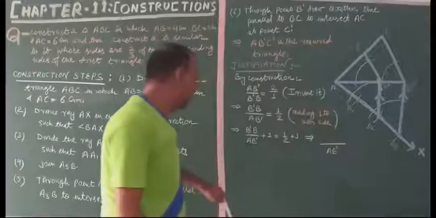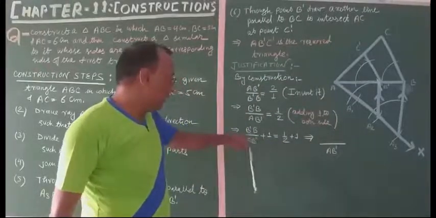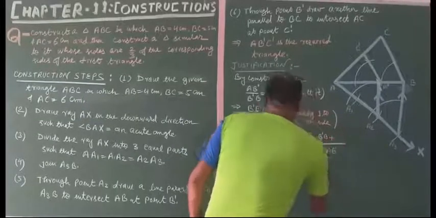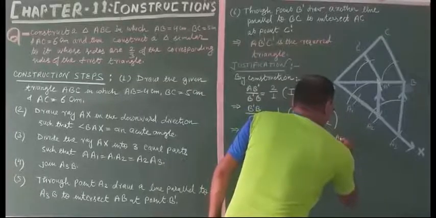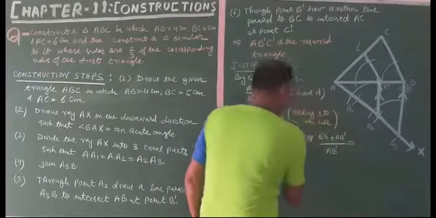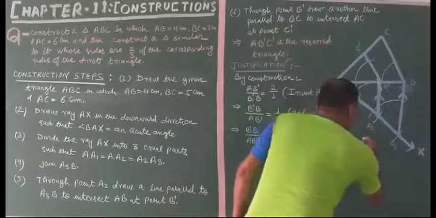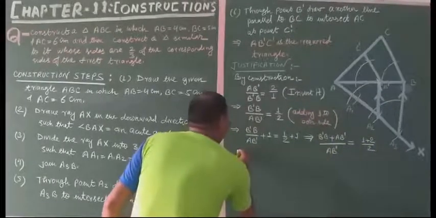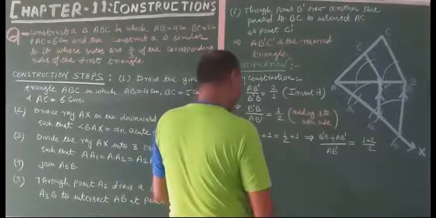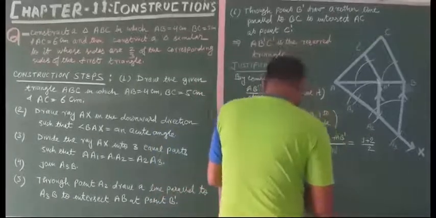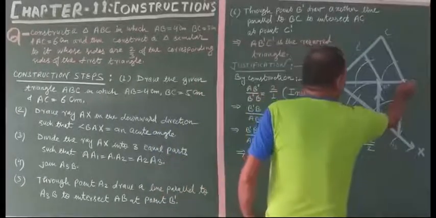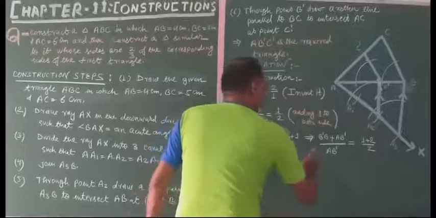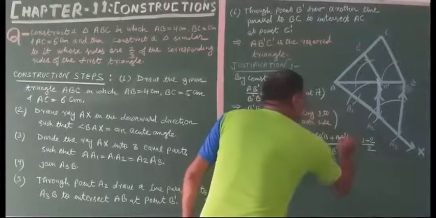AB dash. And we will multiply this AB dash here. So what will become? B dash B plus this AB dash. What is the LCM in the right hand side? 2. 1 plus 2 upon 2. Is it there? Now just look here. B dash B plus AB dash. What is this? This is AB or not? This whole length is AB.